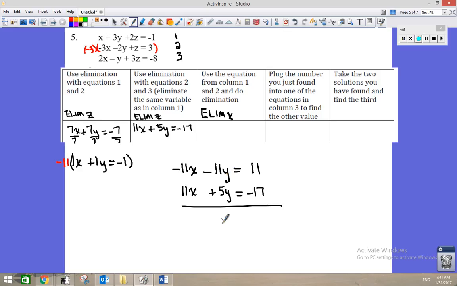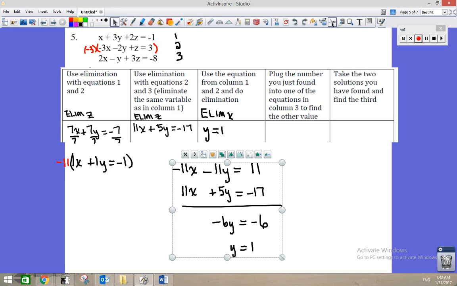Negative 11y plus 5y is negative 6y. 11 minus 17 is a negative 6. And when you multiply by 1, you get the identical thing back. We have that y is equal to 1. So we can use either equation from column 1 or column 2 to plug in y equals 1. In fact, I can use this reduced equation, and that's what I'm going to do.